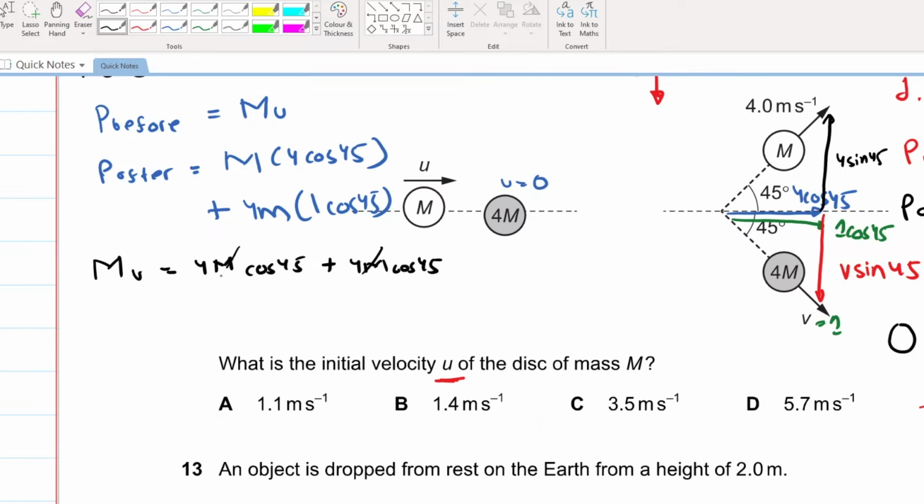m and m get cancelled out. u is equal to what? 4 cosine 45 plus 4 cosine 45. Can anyone calculate the answer? 4 cosine 45 into 2. This comes out to be 5.65.